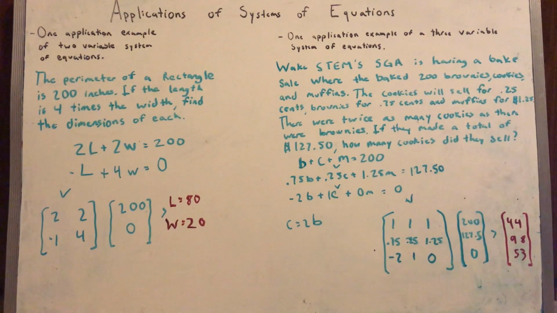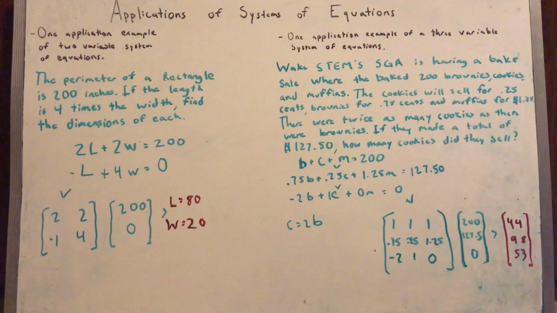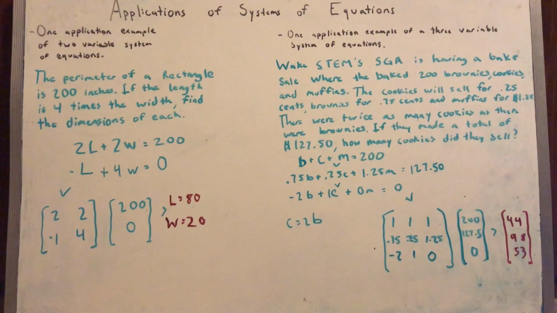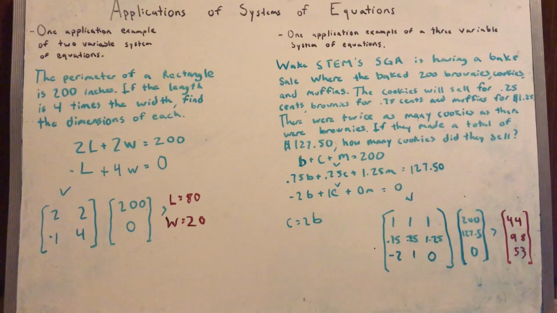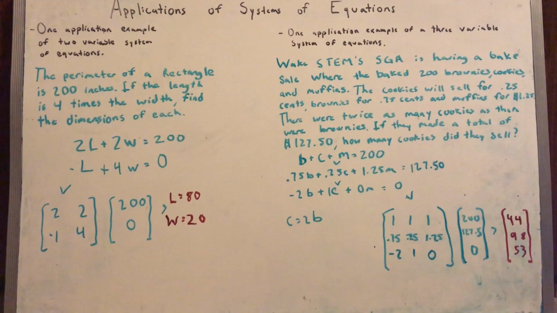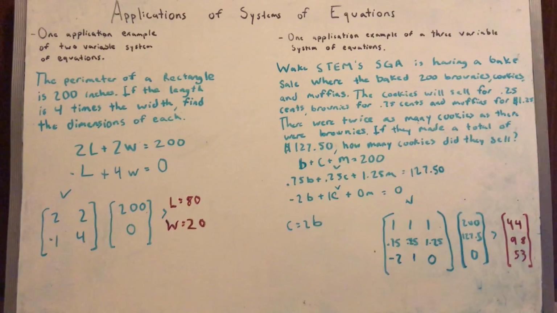Then I got negative L plus 4W equals 0. I got 4W from 4 times the width, because if the length is 4 times the width, that's where I got that from. I got negative L for that, and then I got plus 4W for the 4 times the width. I got 0 because there was nothing else given in the question, and that's how I got those two equations.